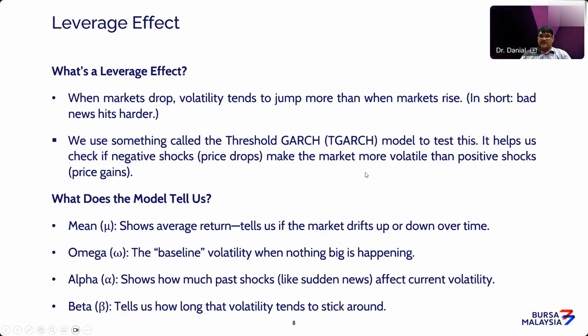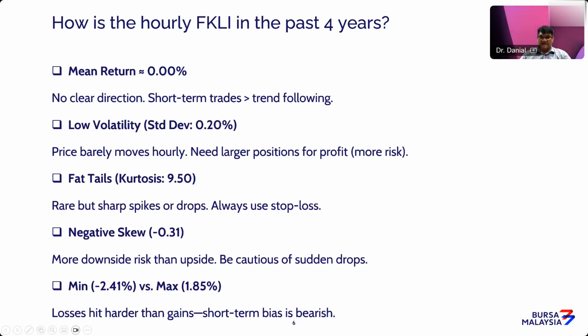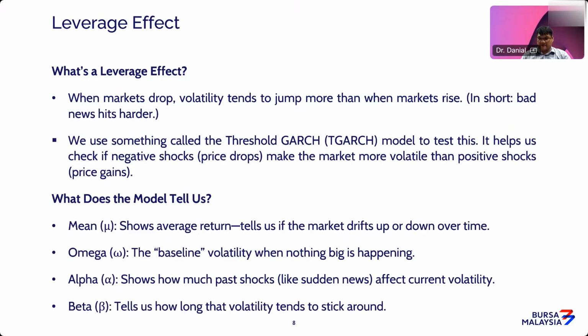So far, it just gives us some indication. However, we need something more robust. We need some metric that will give us more reliable numbers, a more convincing decision, that negative shocks in the LCF futures make the market more volatile than positive shocks. So what we are looking for is the mean, the omega. These are the Greek letters. We are looking for alpha, we are looking for beta.